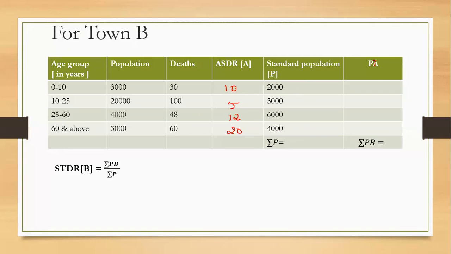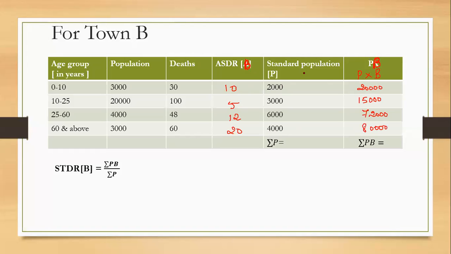Now just multiply the standard population. Sorry, students, here it is B. This is PB. Now multiply P into the ASDR of town B. What is the answer? 10 into 2000, it is 20,000. 5 into 3,000, it is 15,000. Yes, third one, 12 into 6,000, 72,000. 20 into 4,000, 80,000.